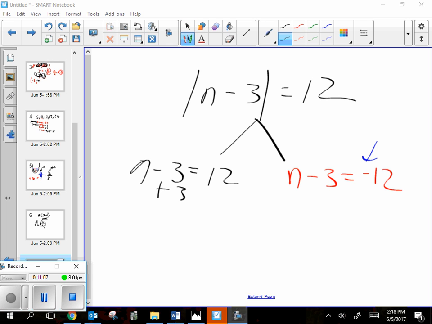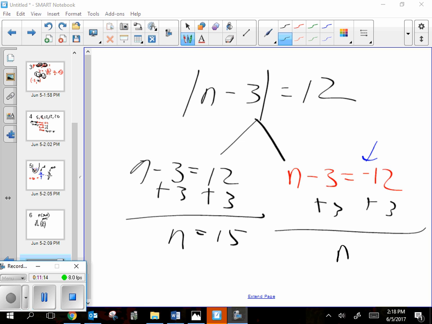You add 3 to both sides. You got n equals 15. You add 3 here, and it's not 15. N equals -9. Negative 9. Very good. Raise your hand if you had 15 and negative 9. All right, good. That's absolute values.